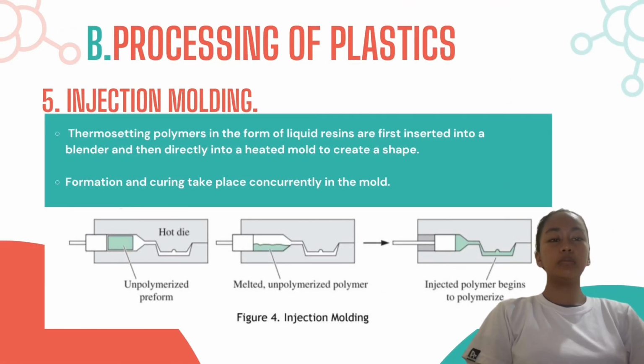Injection molding. Thermosetting polymers in the form of liquid resins are first inserted into a blender and then directly into a heated mold to create a shape. Formation and curing take place concurrently in the mold. This is a common process used to manufacture identical parts of varying sizes and shapes.